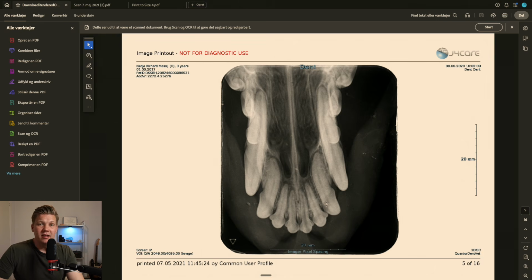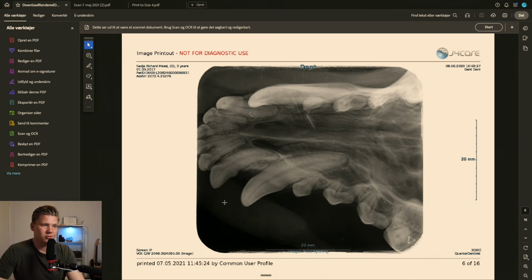So we'll see, but remember this, x-rays underestimate bone loss because you have to have a 40% demineralization of the bone before you can see it on x-ray. So just remember that x-rays are always underestimating the amount of bone loss.